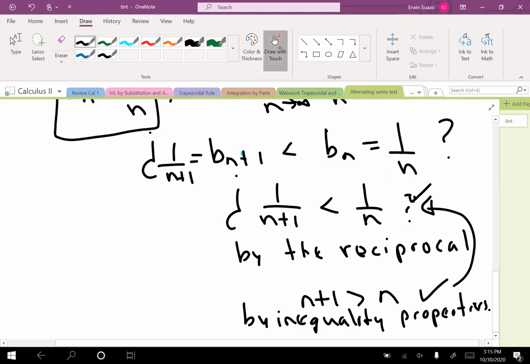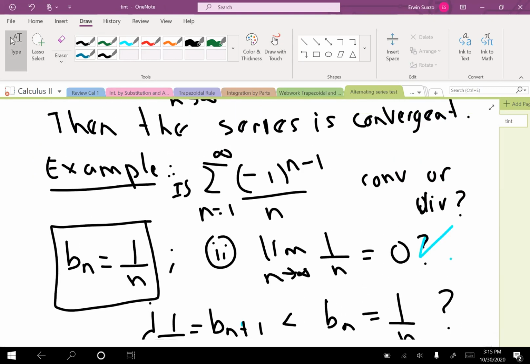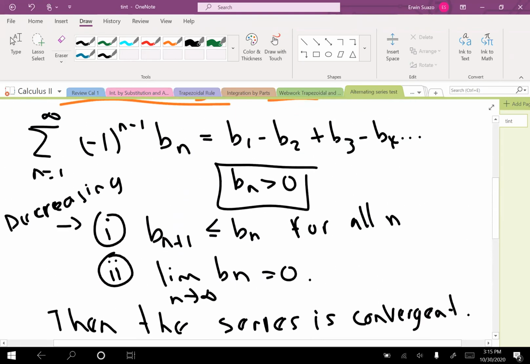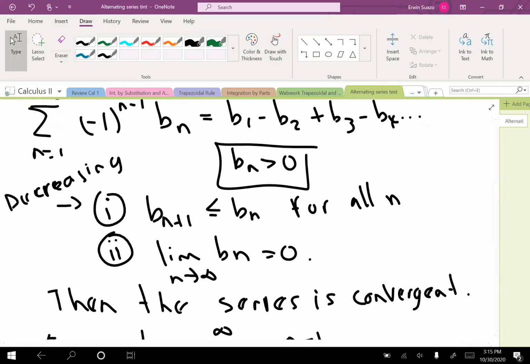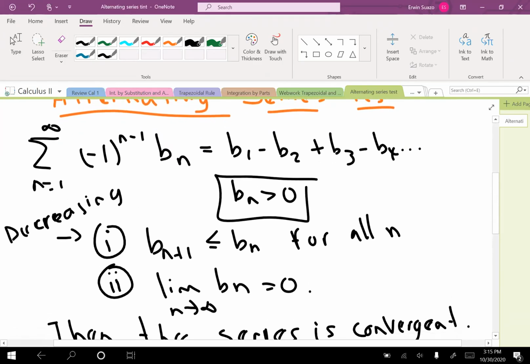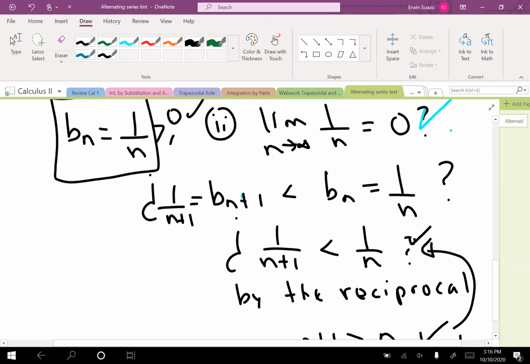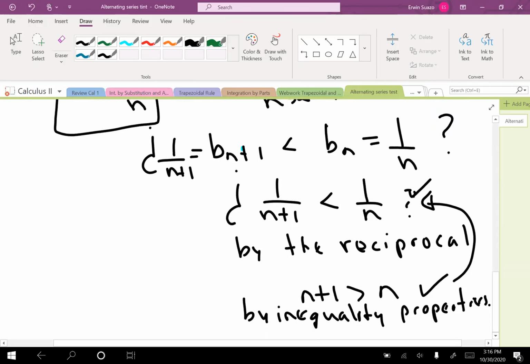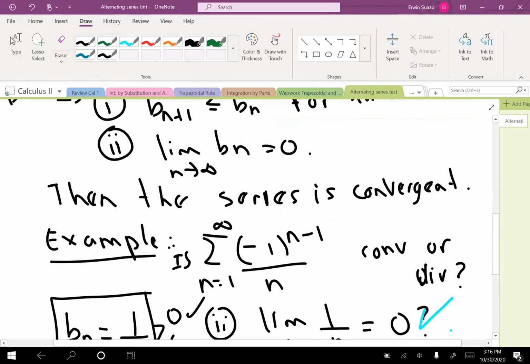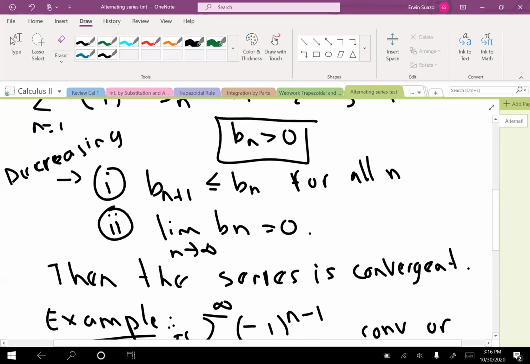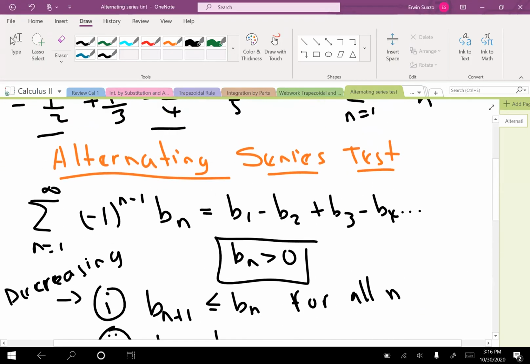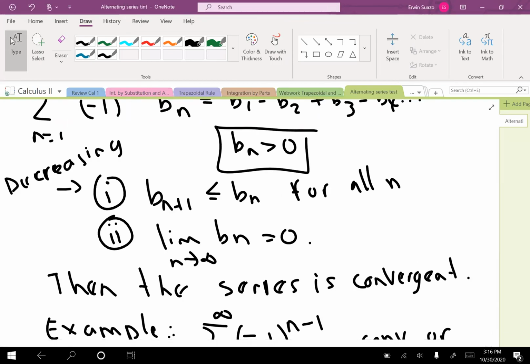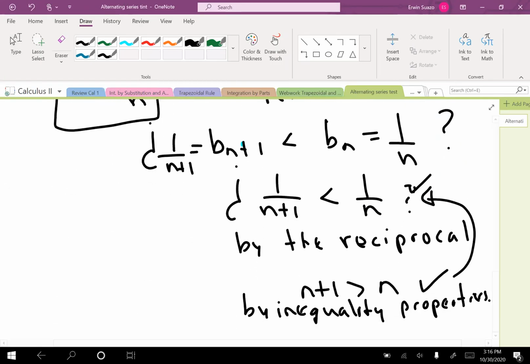Okay, so we have Bn is positive. So Bn is positive, yes. We have Bn plus 1 less or equal to Bn. That's also correct. And 2, the limit goes to 0. The limit goes to 0. Therefore, by the alternating series test, the series is convergent.